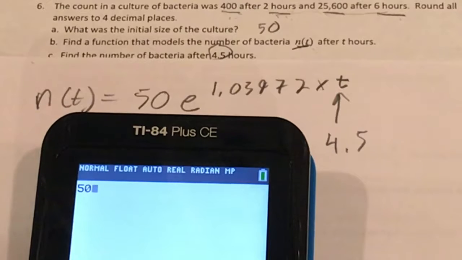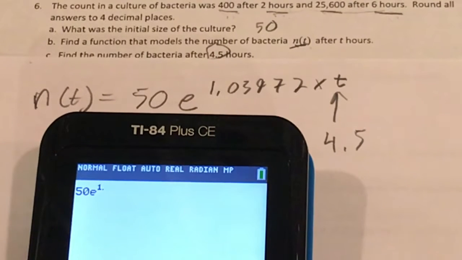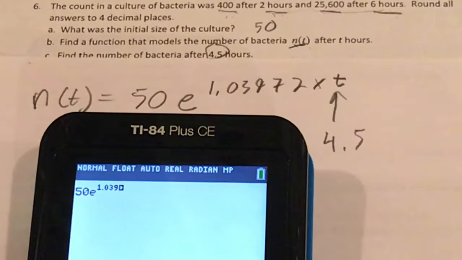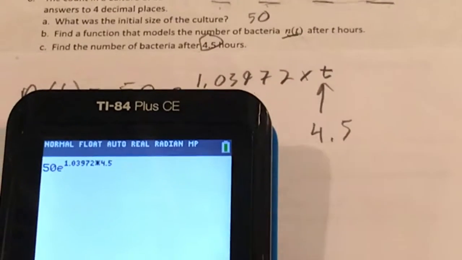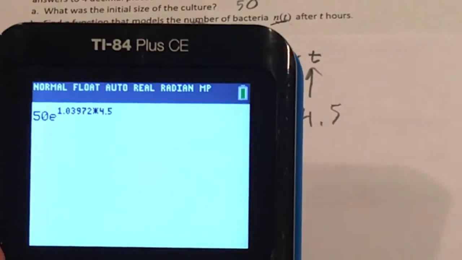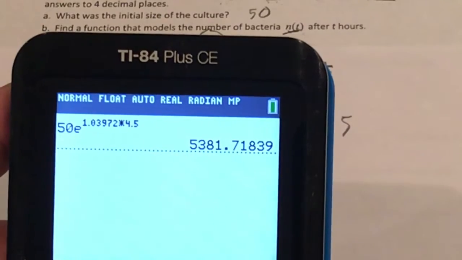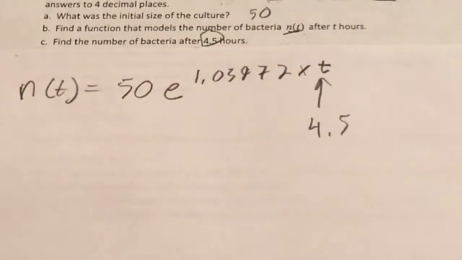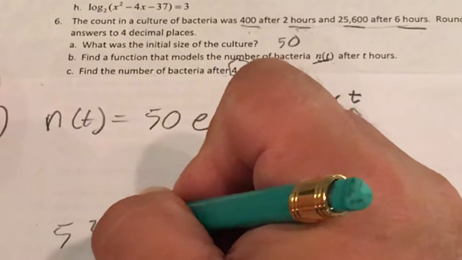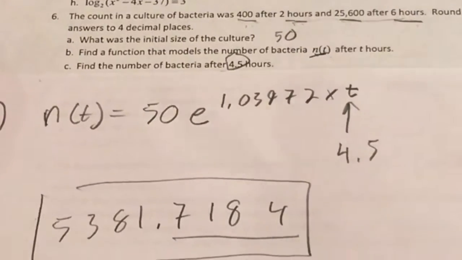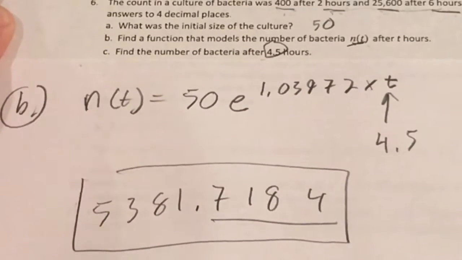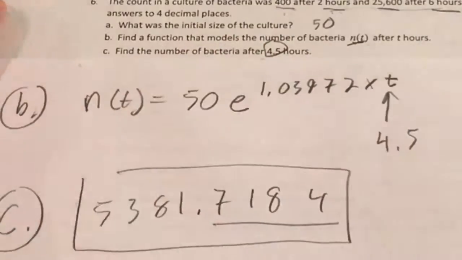I still have that formula on my screen. Here we go. 50 second ln e to the 1.03972 times 4.5. Let's see what that equals. So after 4.5 hours, there's going to be 5,381. They tell me to round to 4 decimal places, so I take it out to 4. Part C, find the number of bacteria after 4.5 hours. That's it, the letter C.